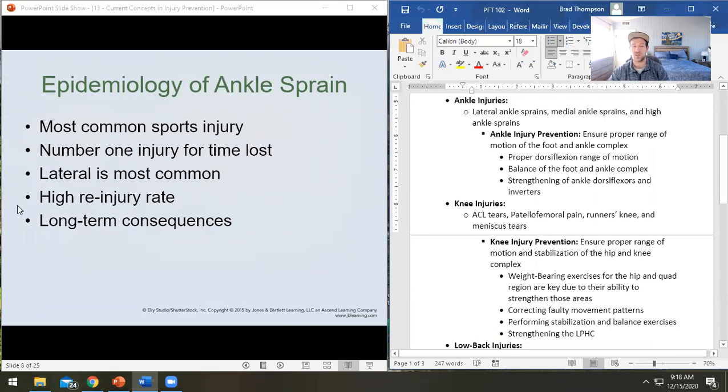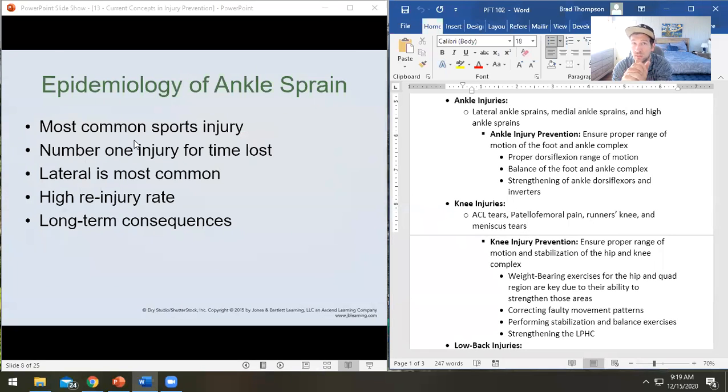Looking at ankle sprains, right? Ankle sprains, the most common sports-related injury. This is so very common. It's also the number one thing that results in time lost. When you think about athletes who don't get to play in a season or something, this is the most common thing that results in that.